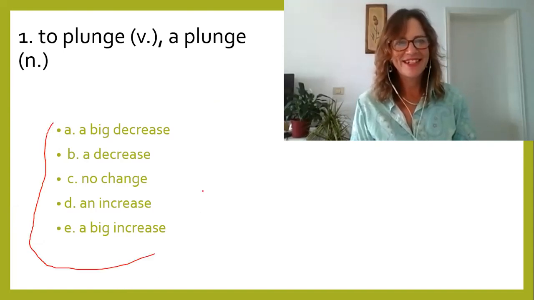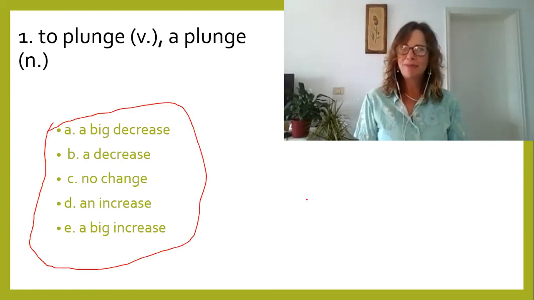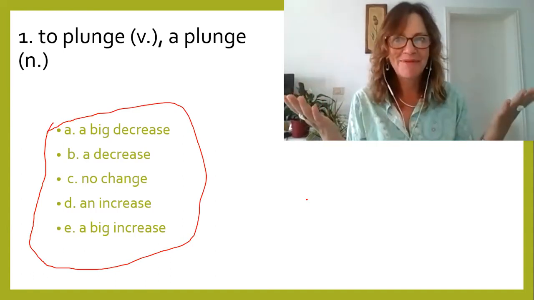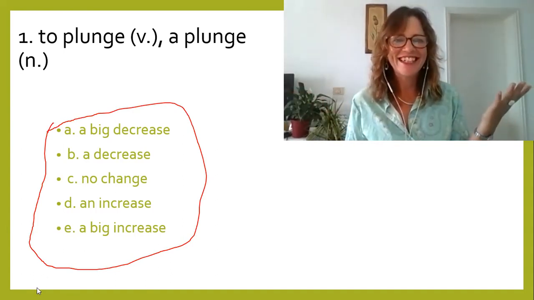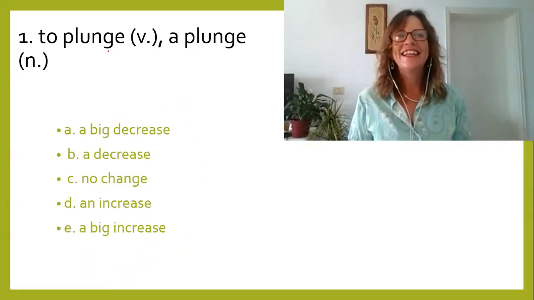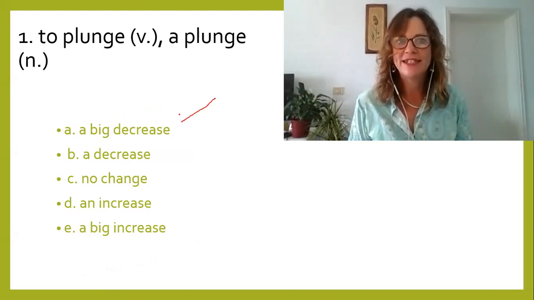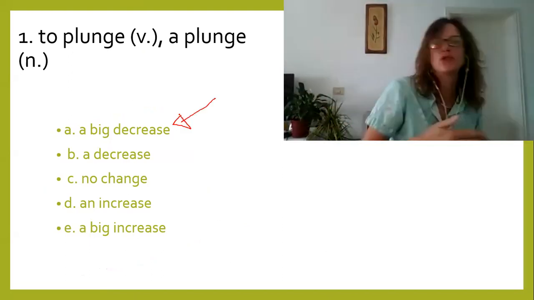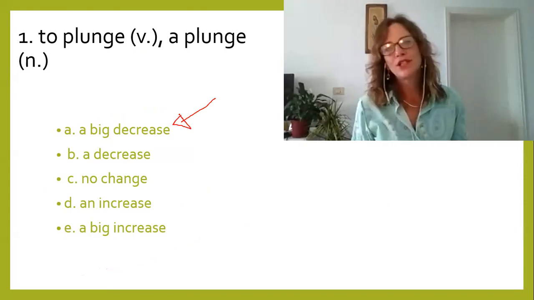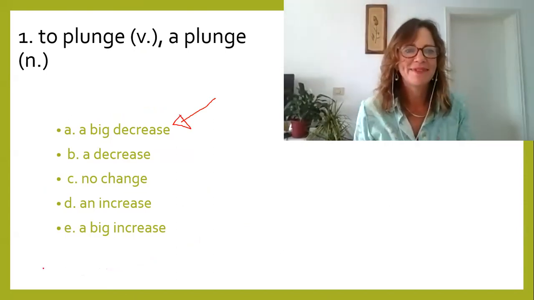Can you tell me which one? To plunge or a plunge? What did you write? Should we see if you got it right? Okay. Yes, to plunge is a big decrease. Literally, you plunge into the water. So it's a big decrease. Let's try the next one.